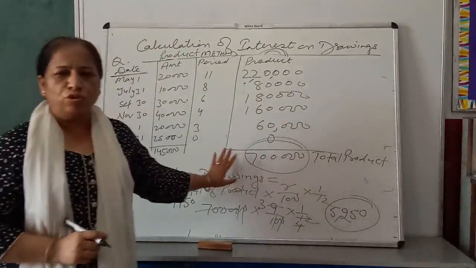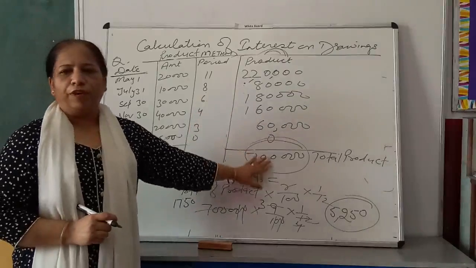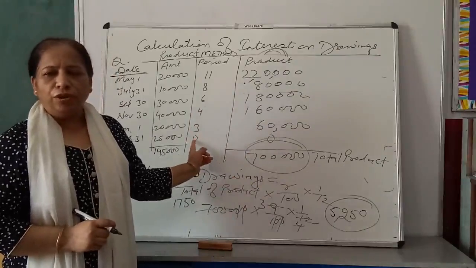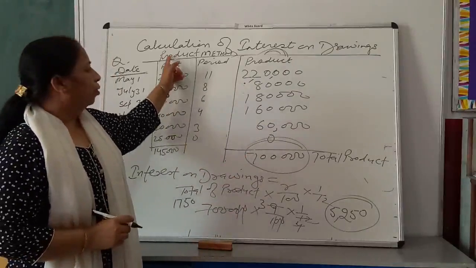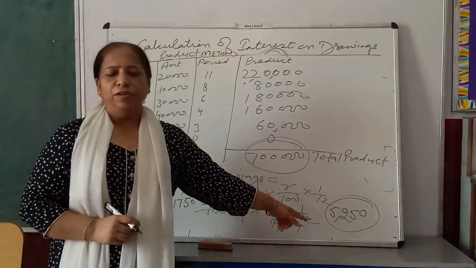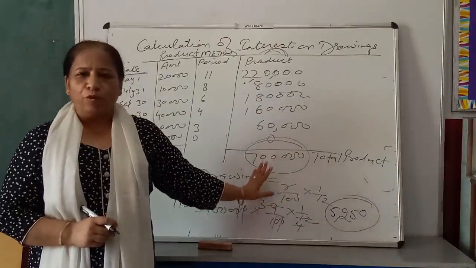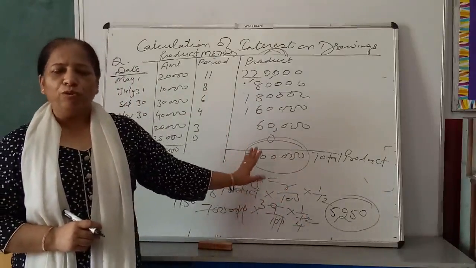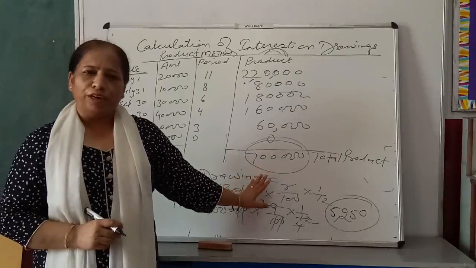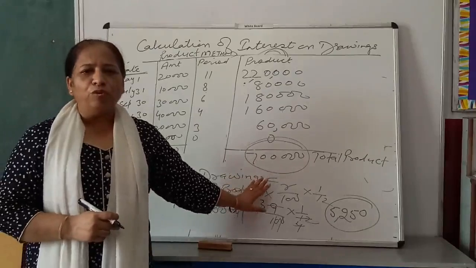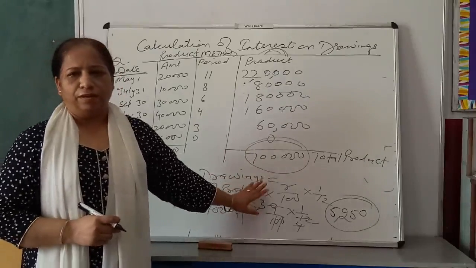You solve this question by the simple method, answer will be 5,250. Same question we solve by applying the product method, again your answer will be the same, 5,250. So it's your choice, it's up to you which method you are going to follow, either the simple method or the product method. But as per my observation, it is better for you to apply the product method.